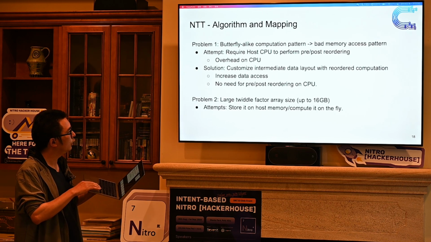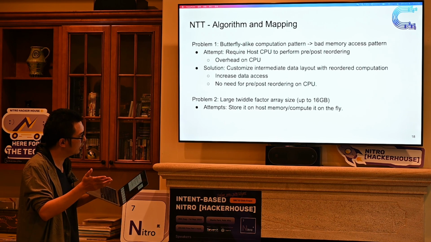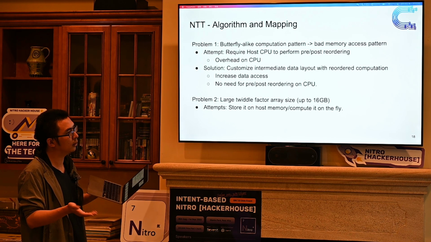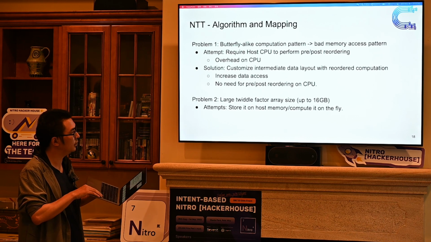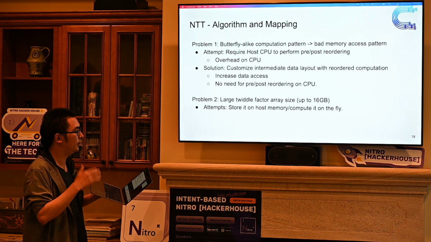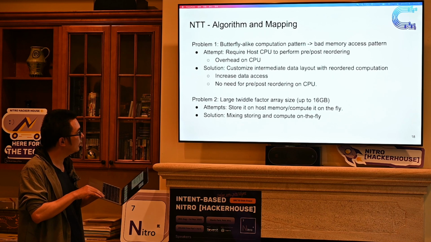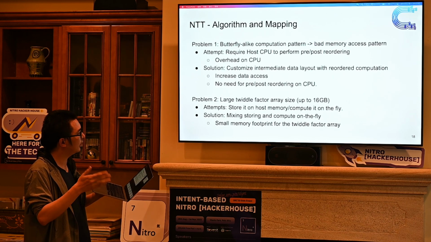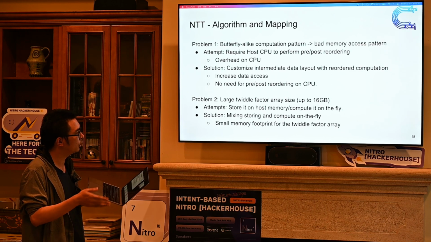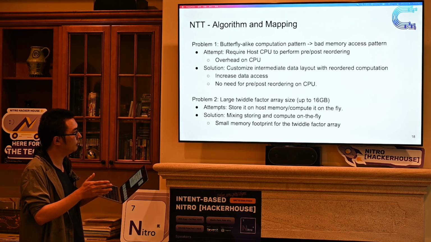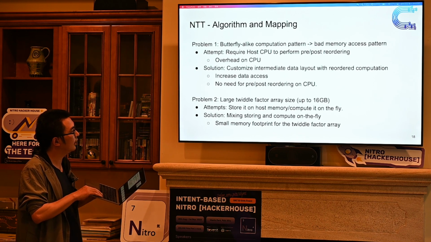The second part is that you usually have to store a huge twiddle factor array, which is near the size of the NTT vector itself. On the CPU, it's fine because the CPU has a huge memory, but on your FPGA, the memory is pretty restricted. So you may come up with some method to compute on the fly, but to compute on the fly, you have to double the computation. That's also bad. So we use a mixed storing and computing strategy to not only reduce the memory footprint but also minimize the compute-on-the-fly overhead, which is near zero. So that is a good thing.